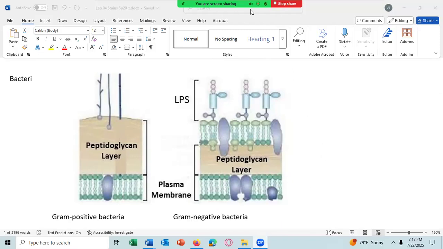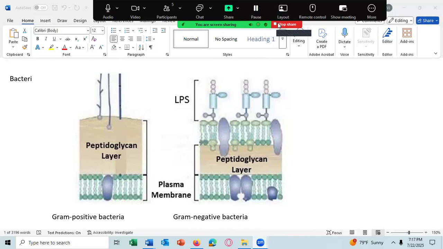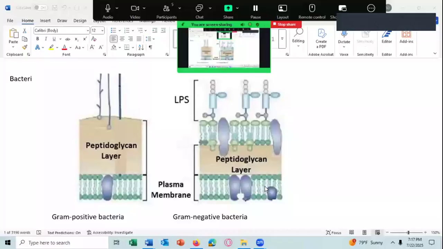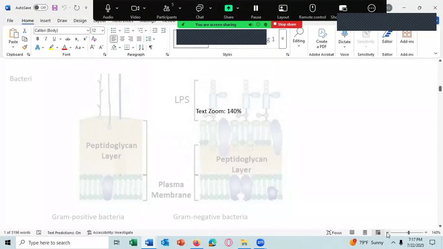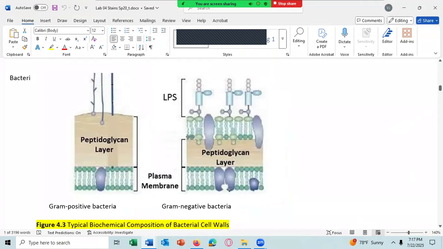For some reason, I lost most people. Did I lose everyone? No. So this is the outer membrane of the cell wall of a gram-negative cell, and then that's the peptidoglycan layer of the cell wall.